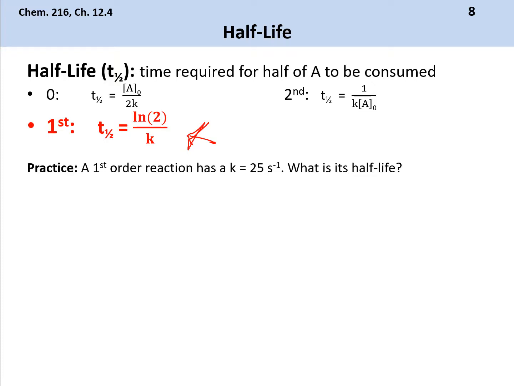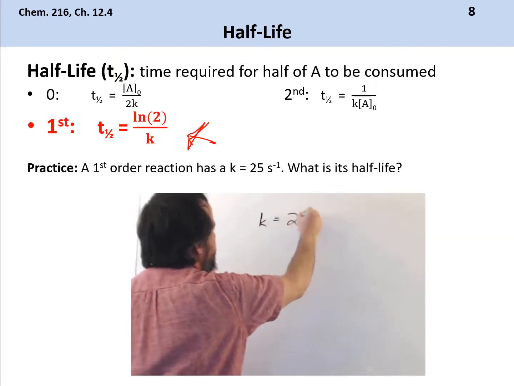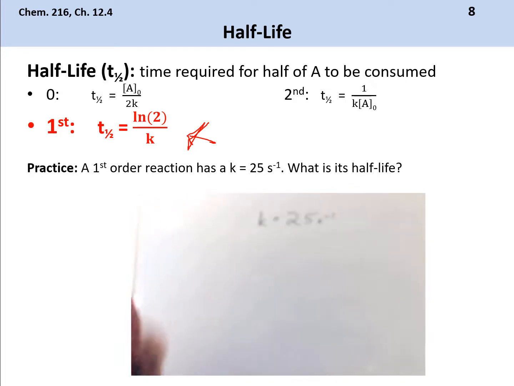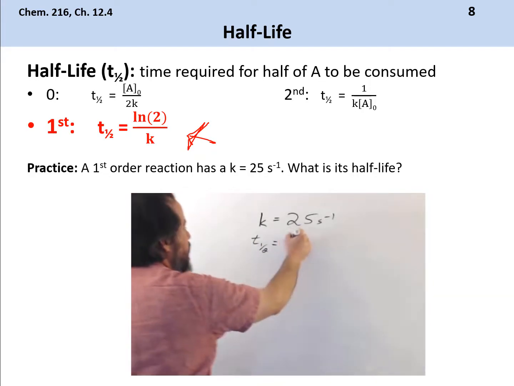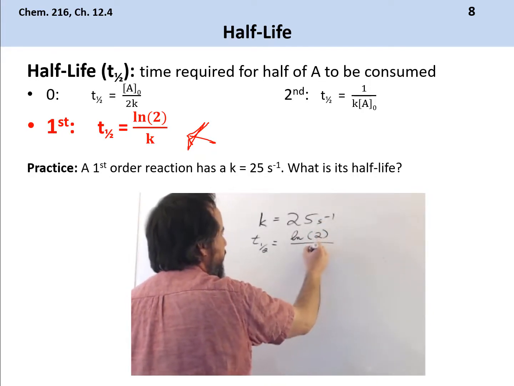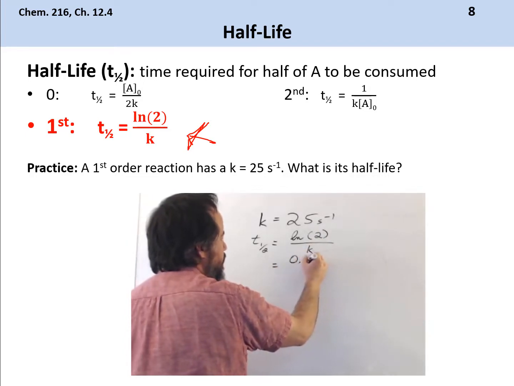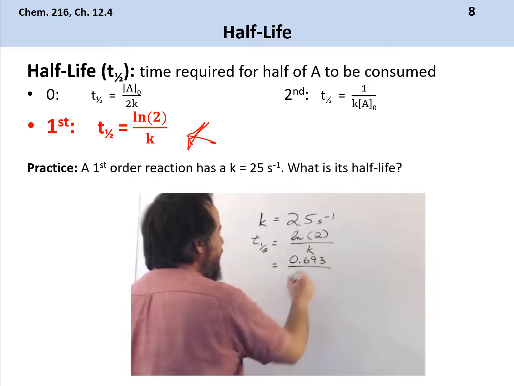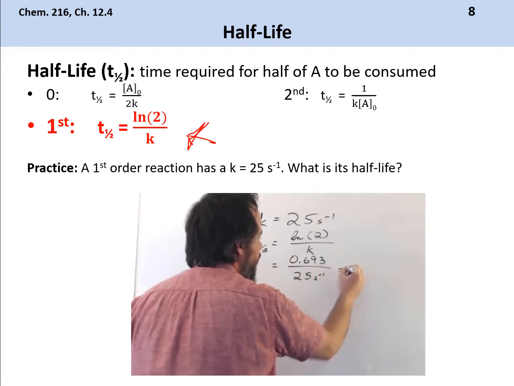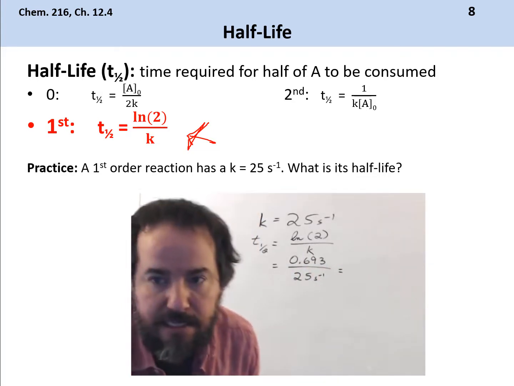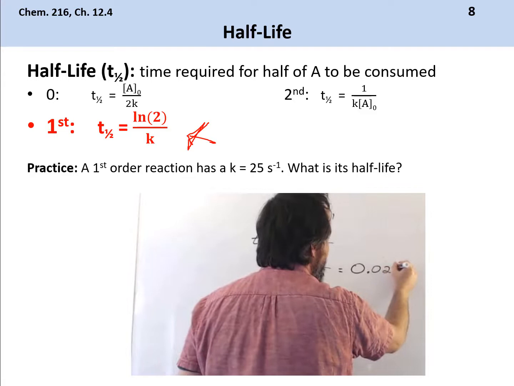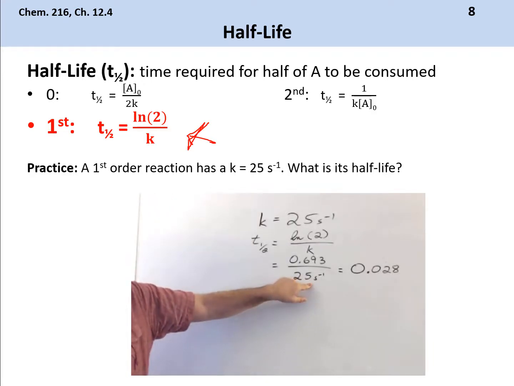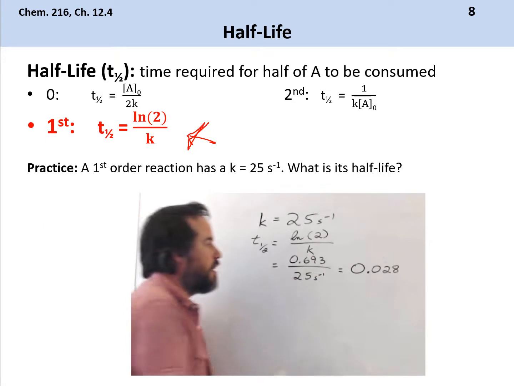and we're given a K of 25 seconds to the minus 1. And we want to know its half-life, t to the half. Well, we can just use that equation, ln2 over K, plug in my K, and I get 0.028. Notice this is in seconds to the minus 1, so 1 over seconds to the minus 1 gets me seconds.